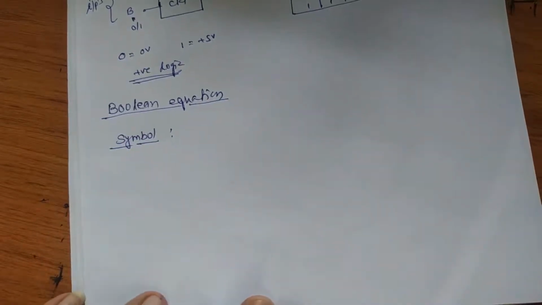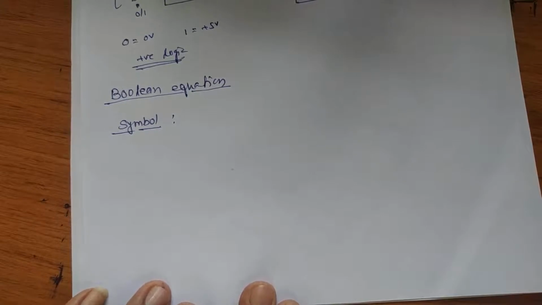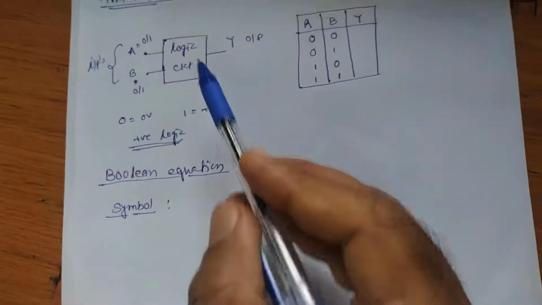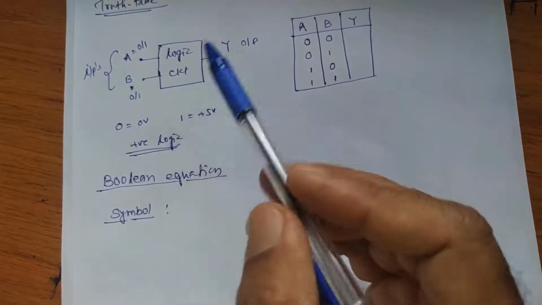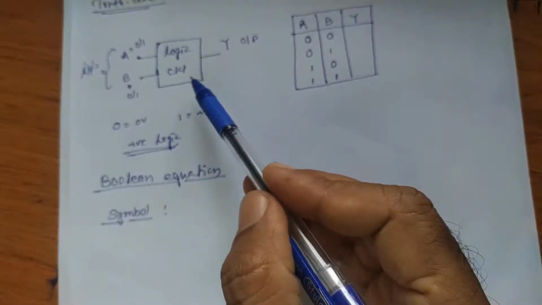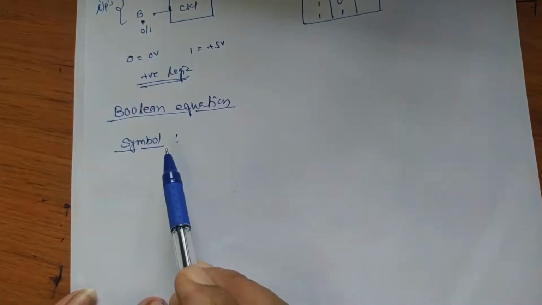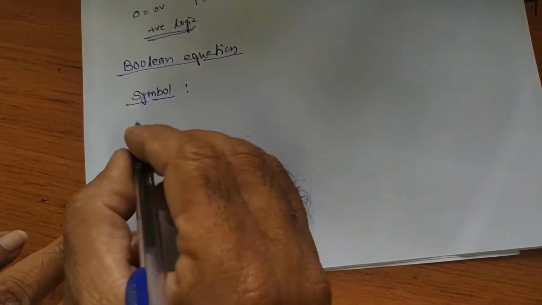Symbol. Each gate is represented by a logic symbol. There are a number of logic circuits, meaning there are a number of logic gates, so we distinguish them by using logic symbols. Now we see the next definition.